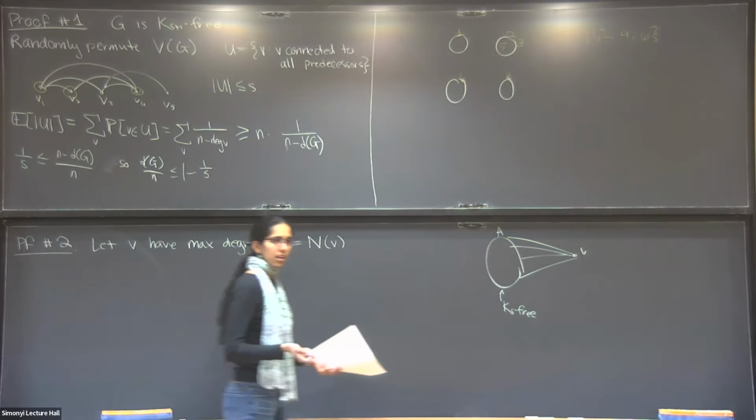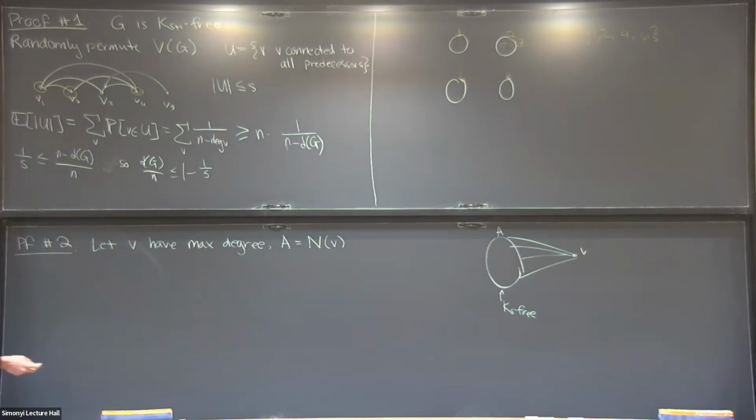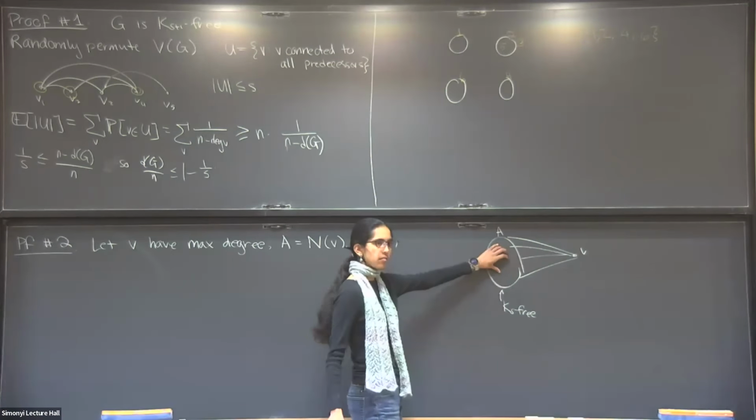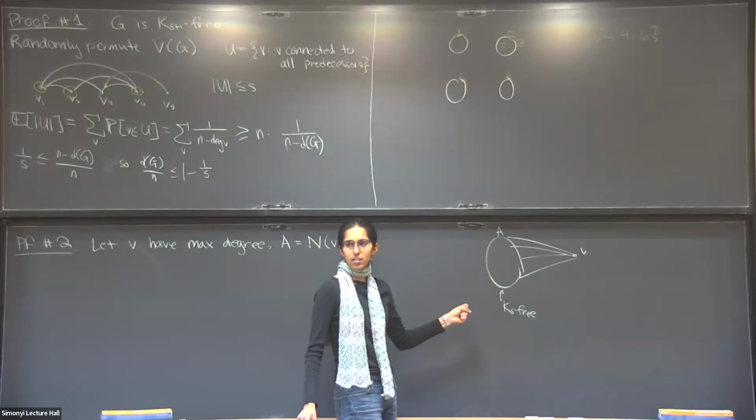So if I'm inducting on S, yes, KS. Very good, because if I find a copy of KS in here, I add V and I get a copy of KS plus 1.